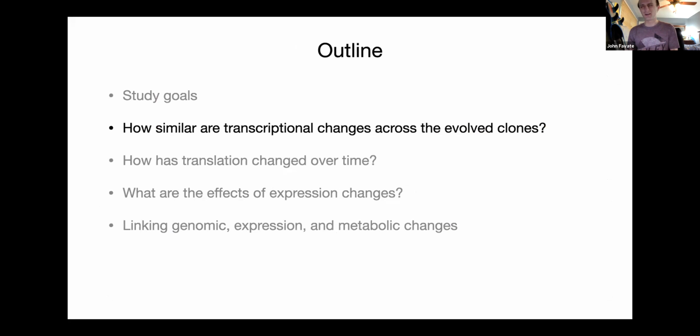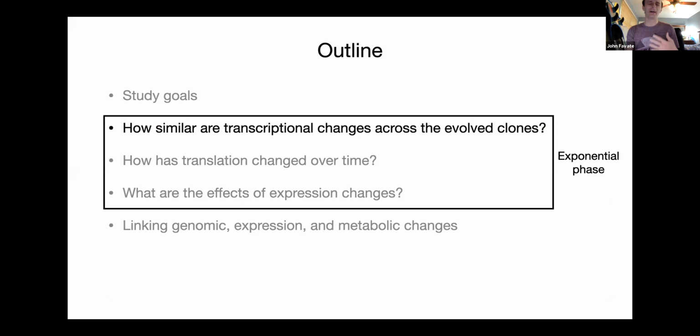So the first question that we can ask is: how similar or different are the transcriptional changes across the evolved lines? And this is going to come from our RNA-seq data. So far, I only have my exponential phase RNA-seq data, so the first 3 bits will largely be from that data. But I do have metabolic panel data for the exponential and stationary phase, just no sequencing data yet.